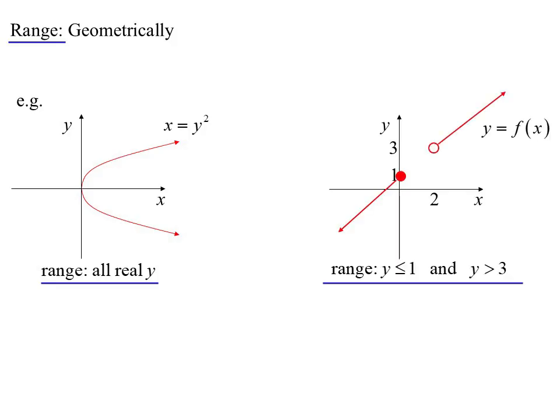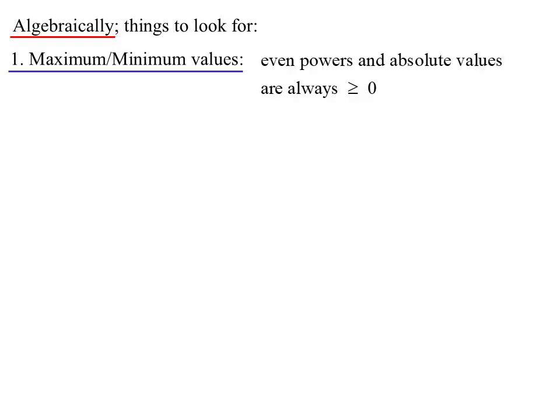That one will be y is less than or equal to 1, and y is greater than 3. But we don't know what the picture looks like. So what sort of things do we look for now? Maximum, minimum values. How far up does it go? How far down does it go? Is there something that's going to cause a problem here?